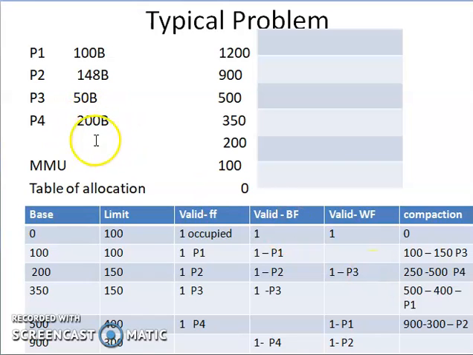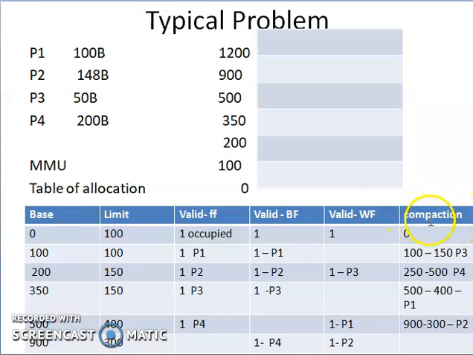Now when we try to allocate 200 bytes to process P4, there is no free continuous memory. There is 100 bytes here and 150 bytes here, a total of 250 bytes available, but it is not continuous. This kind of problem is known as external fragmentation, where the total memory available is equal to the size of the process, but it is scattered in the memory and therefore it cannot be allocated. So, to deal with this external fragmentation, the method is compaction.